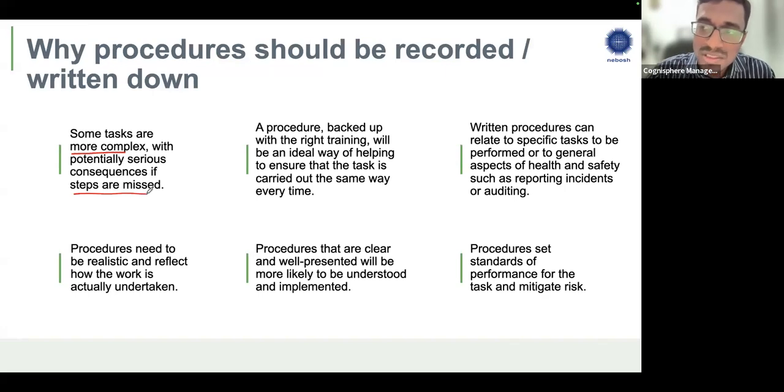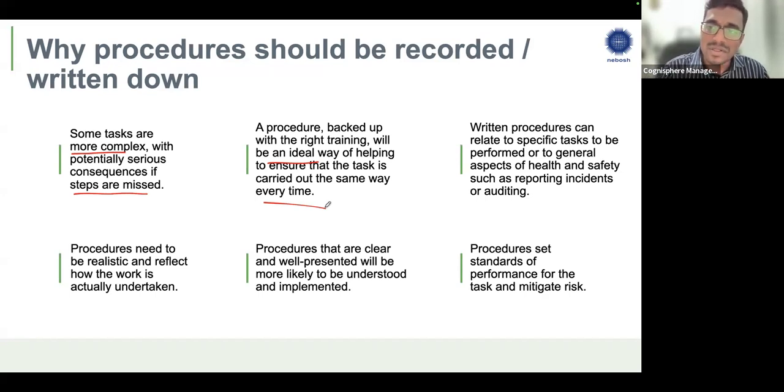Even if you miss one step in a procedure, if that could lead to a dangerous situation, it is important that the procedures are written down. A procedure backed up with the right training will be an ideal way of helping to ensure that the task is carried out the same way every time. So the procedure is one document, and different people may be implementing that procedure to carry out a certain task. When different people use the same procedure to carry out the same task, there will be consistency.